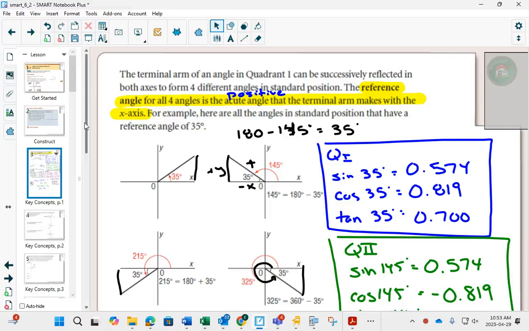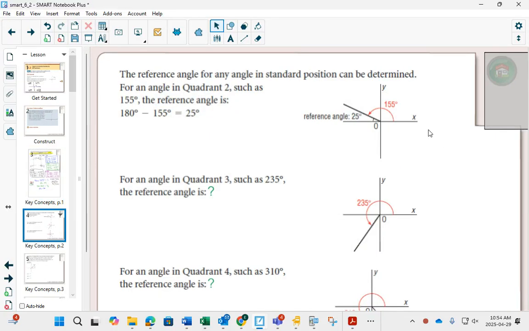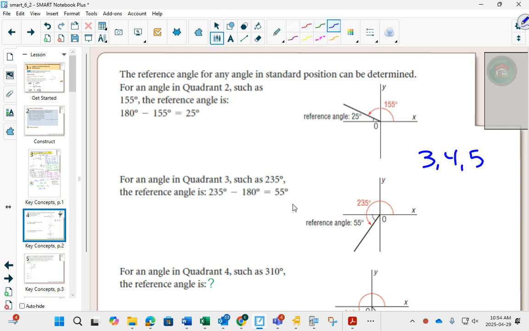So they've got some more examples here. We're going to end our video here. But if you had 155 degrees, reference angle is 25 degrees. 235 degrees. Oh, I've got some questions here for you to practice. Question circle 3, 4, 5, and 7. Wait, so that means the 7 is both? Is it? Oh no, it's the same section. It's the second one. Awesome.